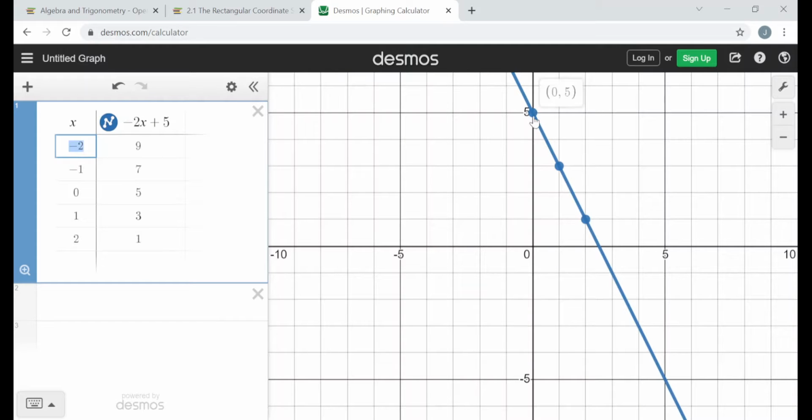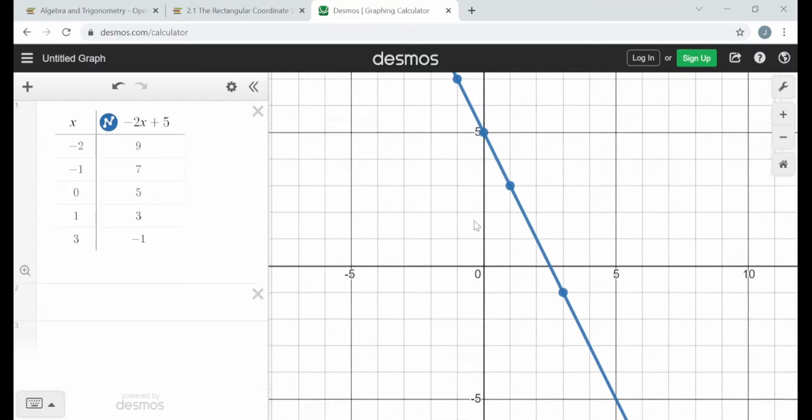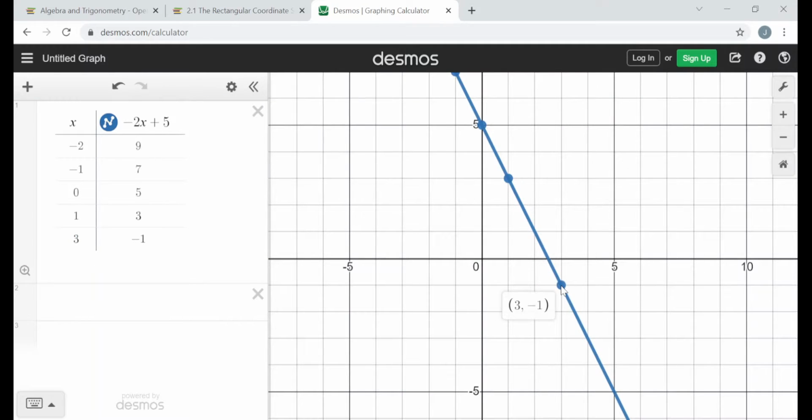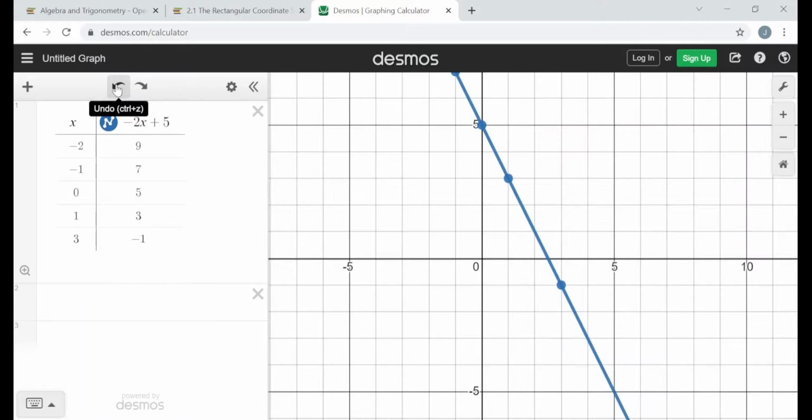And you see some points, right? 0, 5 we had, 1, 3 we had, 2, 1 we had, right? And scrolling up a bit, we had negative 1, 7, right? Plotted a lot of these points. And you can go change the table. I plugged in 3, right? 3, negative 1, and you're seeing right here 3, negative 1 on the graph, and all these other points that form the line. Okay, great.